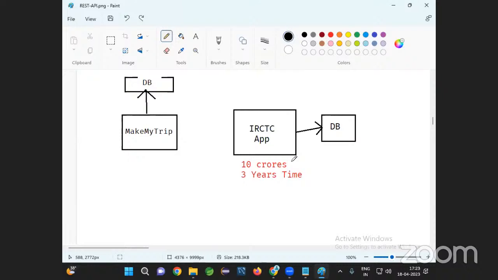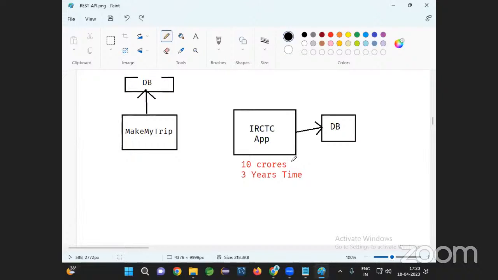Will they give that code? Why? That is their business. If some other institute comes to Ashok IT and says your project is looking good, please give your code, we will run our institute also, will I give that code? No, because that is my business.